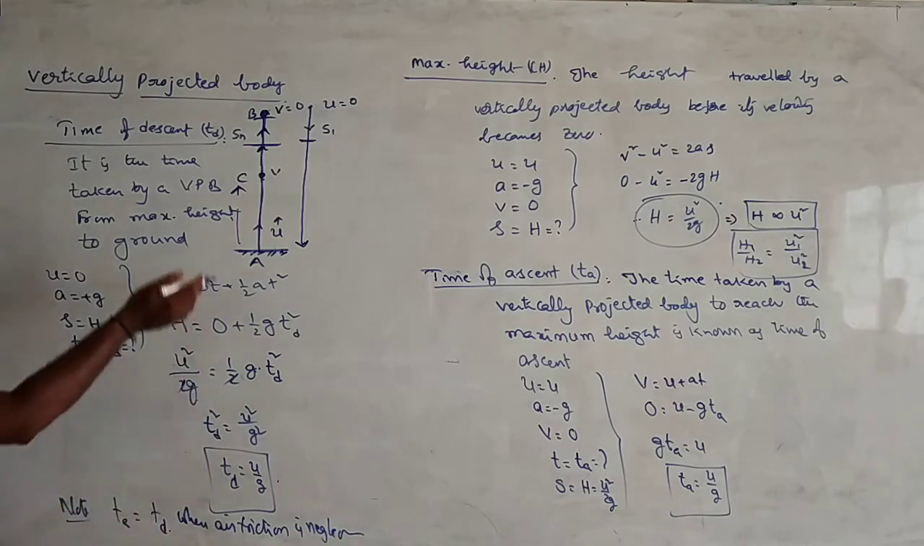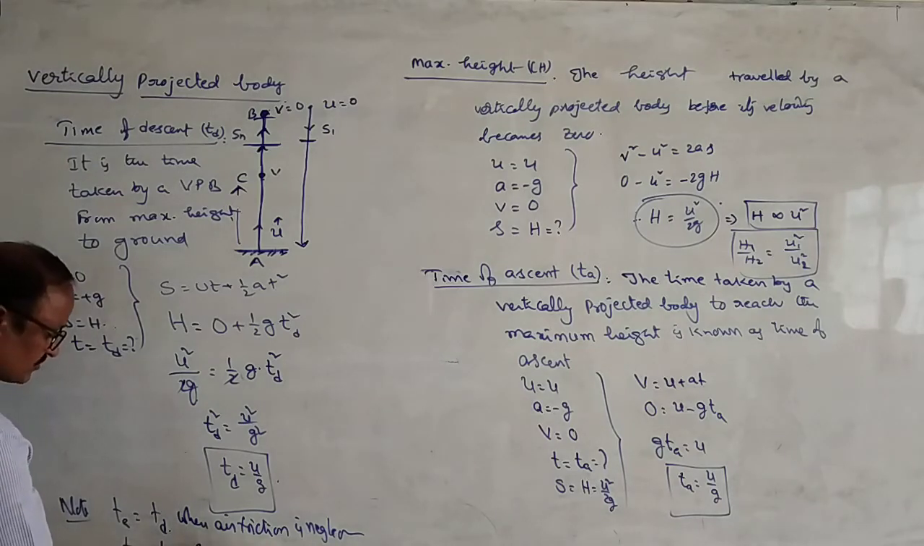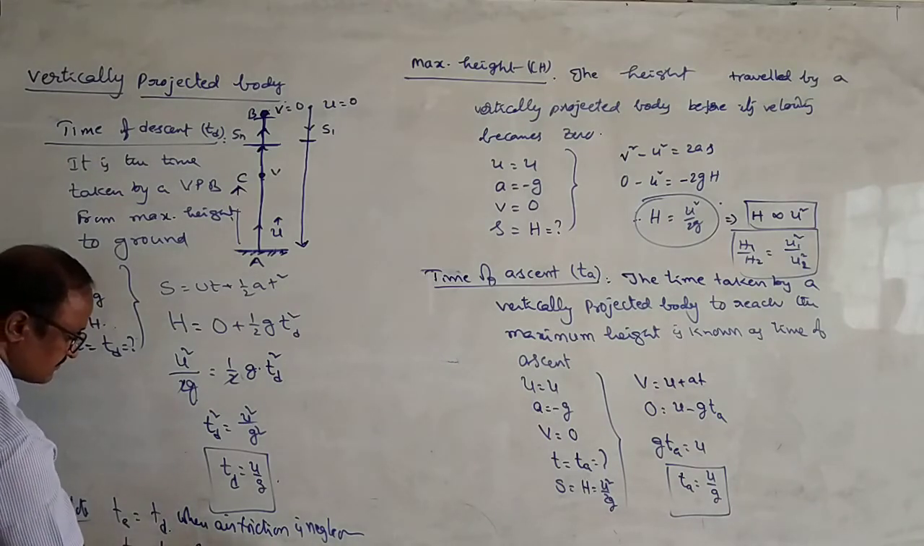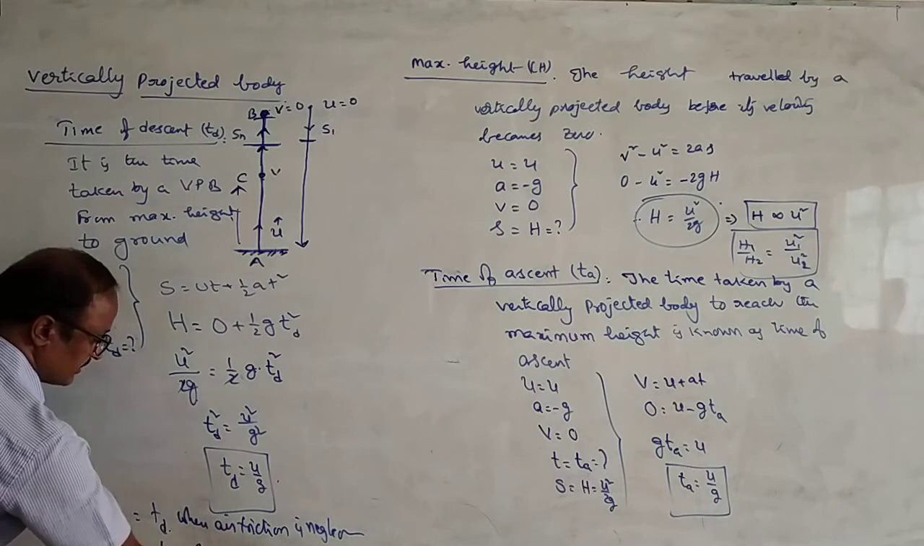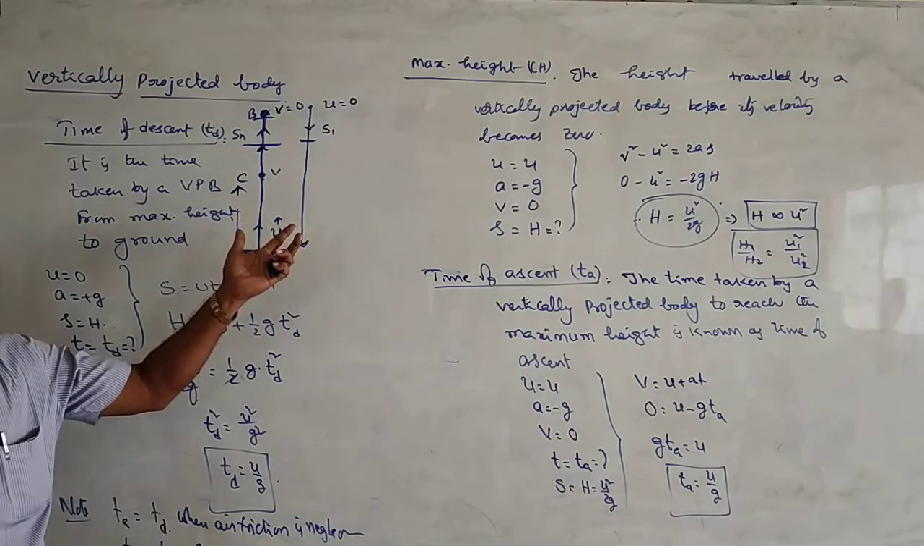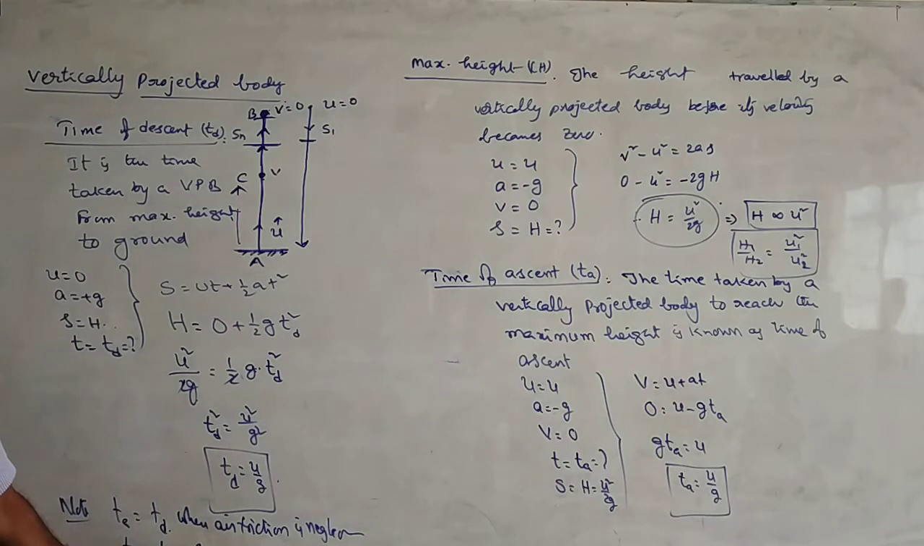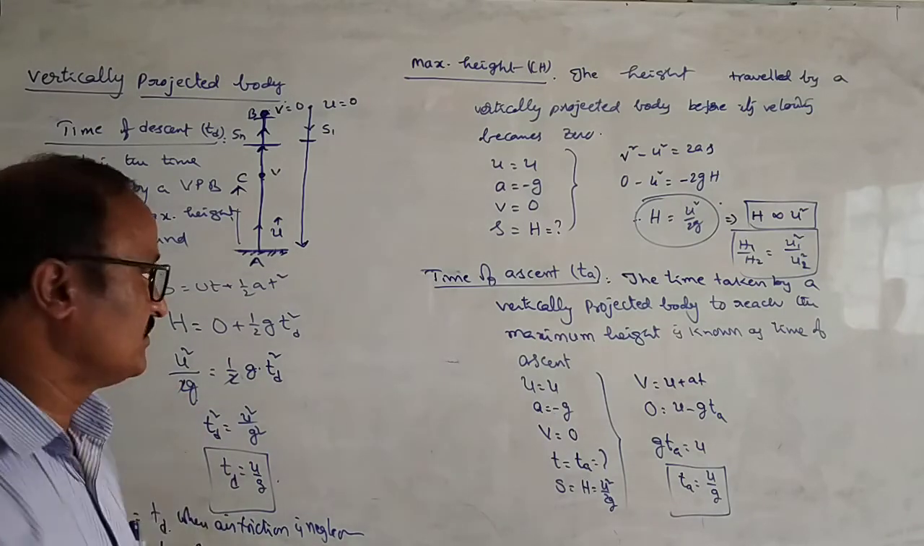Another point: suppose the air resistance is considered. Then the time of ascent should be less than the time of descent when air resistance is considered, because air opposes the motion. If we ignore the air resistance, compulsorily Ta is equal to Td. This should be equal: time of ascent is equal to time of descent.